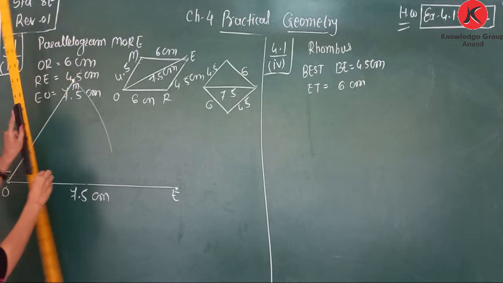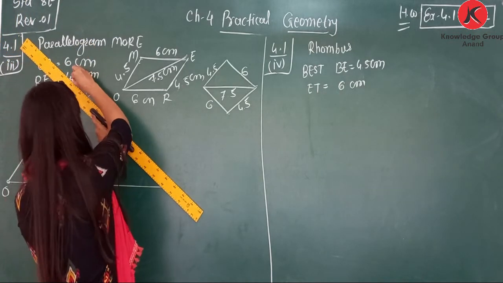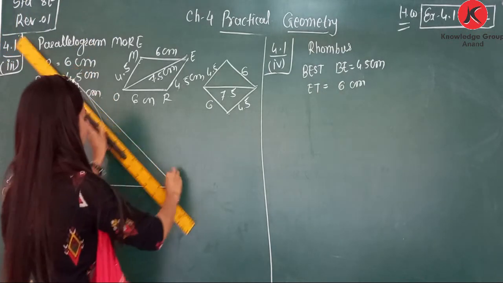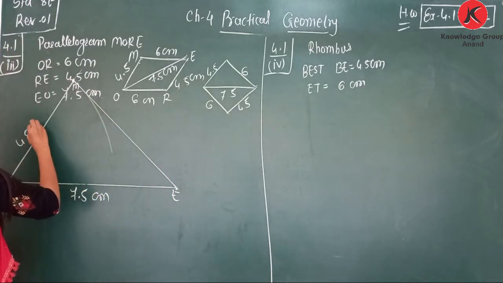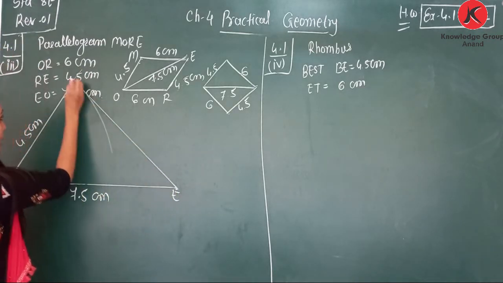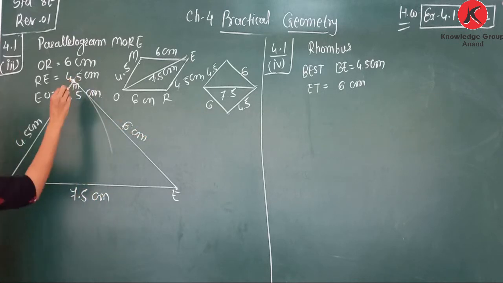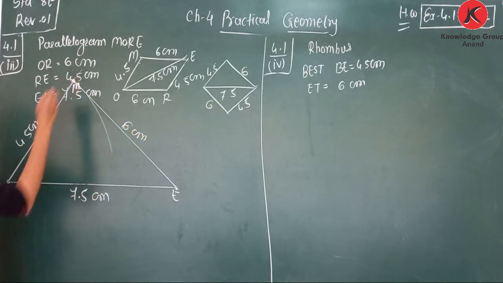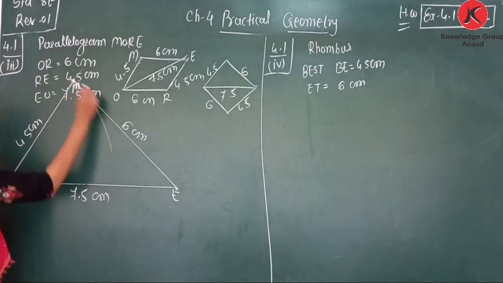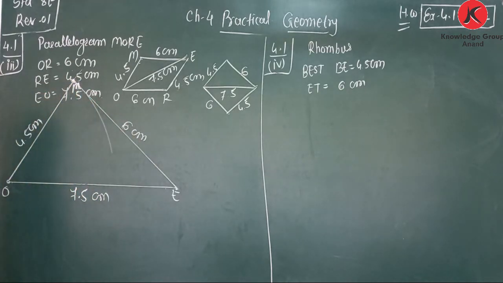You need to write the steps. From O, make an arc of 4.5 centimeter. From E, make an arc of 6 centimeter that intersect previous arc at M. Join OM and EM.